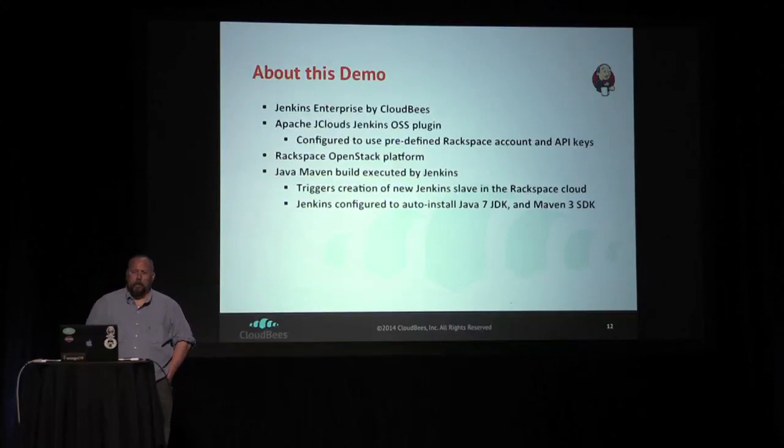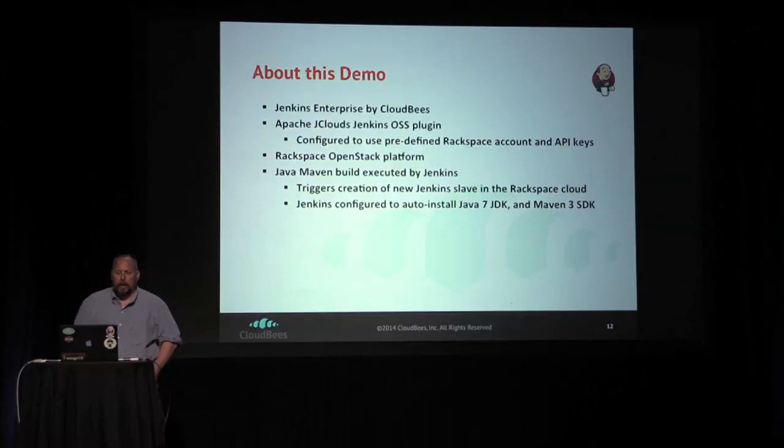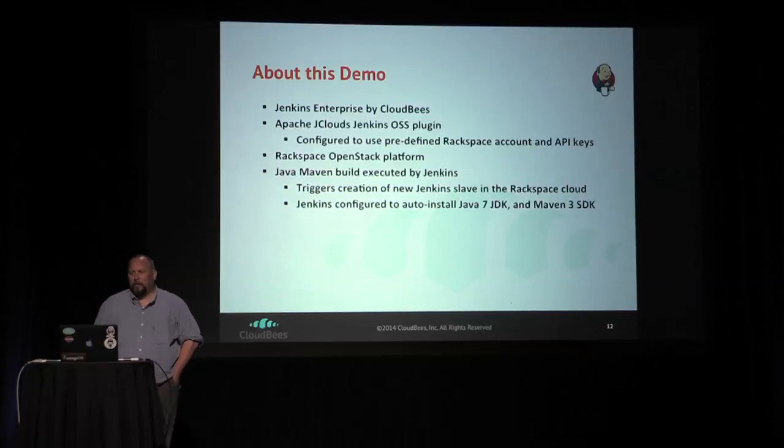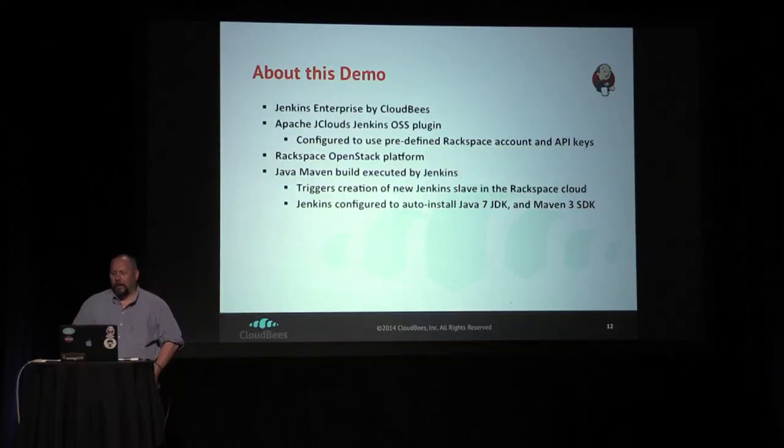So about the demo, I'm using Jenkins Enterprise by Cloudbees. I'm using the open source Jenkins Apache JClouds plugin. For those of you who don't know, Apache JClouds is an open source API to instrument and control multiple cloud environments. My OpenStack environment is up inside Rackspace. I'm using Rackspace Cloud for this. I'm building with Java and Maven. And when I start my builds, they're going to trigger a new slave to be instantiated up inside the Rackspace Cloud. And then the builds will take place up there, also installing Java and Maven on the fly.